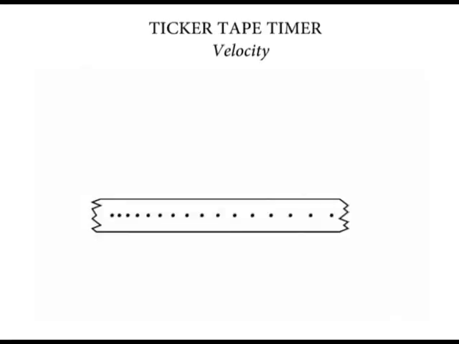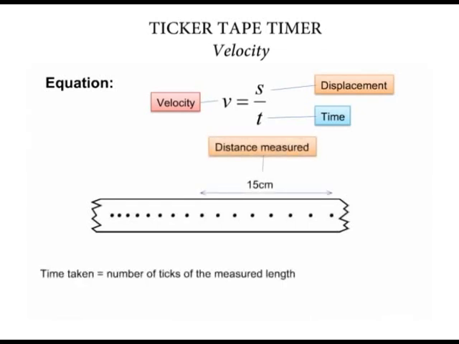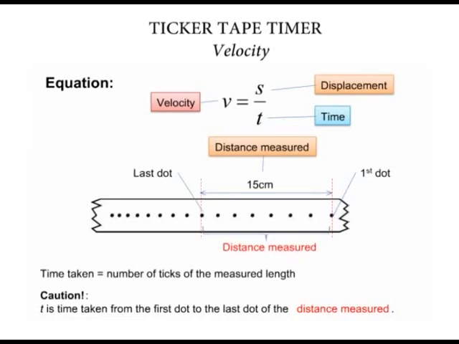Finding velocity from a ticker tape. We know that velocity of a motion can be determined by the equation v = s/t. In a ticker tape, the displacement can be measured directly from the length of the tape. Time taken can be determined from the number of ticks of the measured length. But you need to know that t is the time taken from the first dot to the last dot of the distance measured.